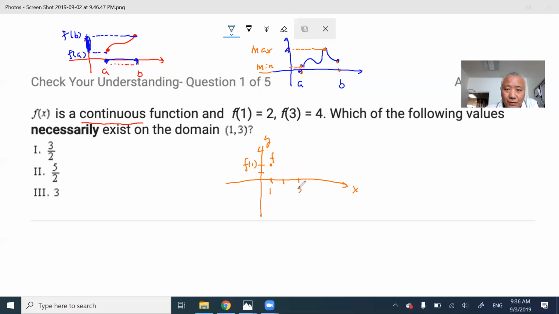When you go to 3 here, the value is 4, somewhere here. So no matter what route, because this point is f(1) and this point is f(3), like this, no matter what route you go from this point to this point, they will pass all the values in between.